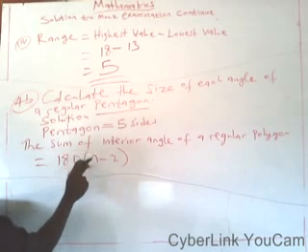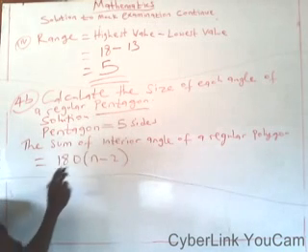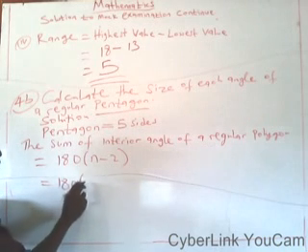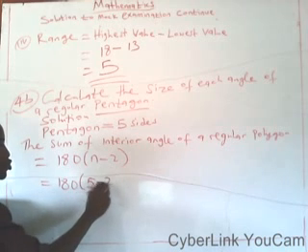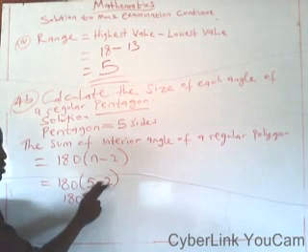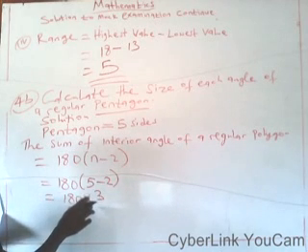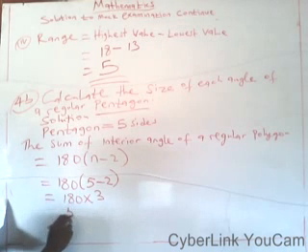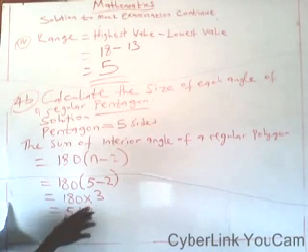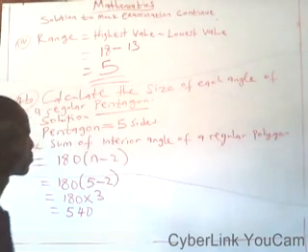In that case, we are going to replace n with 5 to determine the sum of the angles. Now 180 into bracket, n which is 5, minus 2. That is 180 multiplied by 5 minus 2, which will give us 3. And 180 multiplied by 3 is going to give us 540.